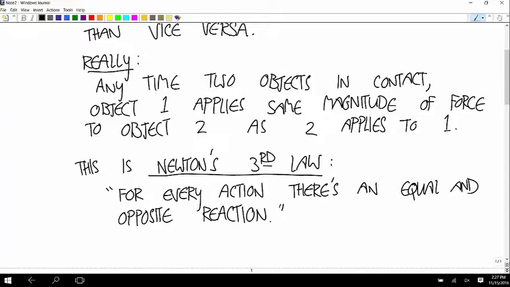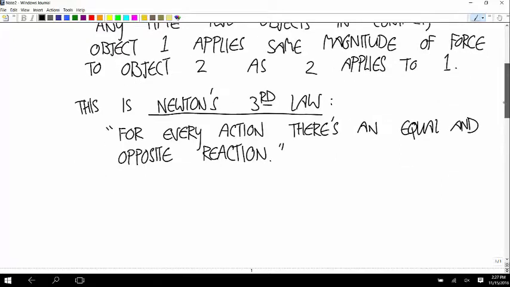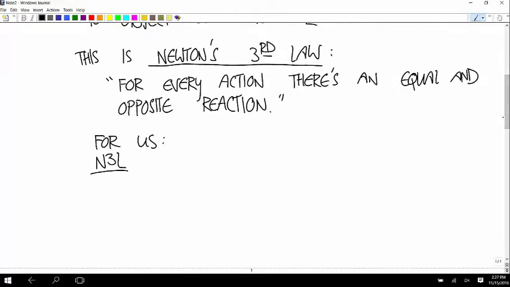So that's the original wording. That's the wording that's known the best, but it's not very easy to apply that mathematically to problems. So we're not going to think of it that way. We're going to think of it in a more mathematical way. So for us, Newton's third law, you can think of like this.